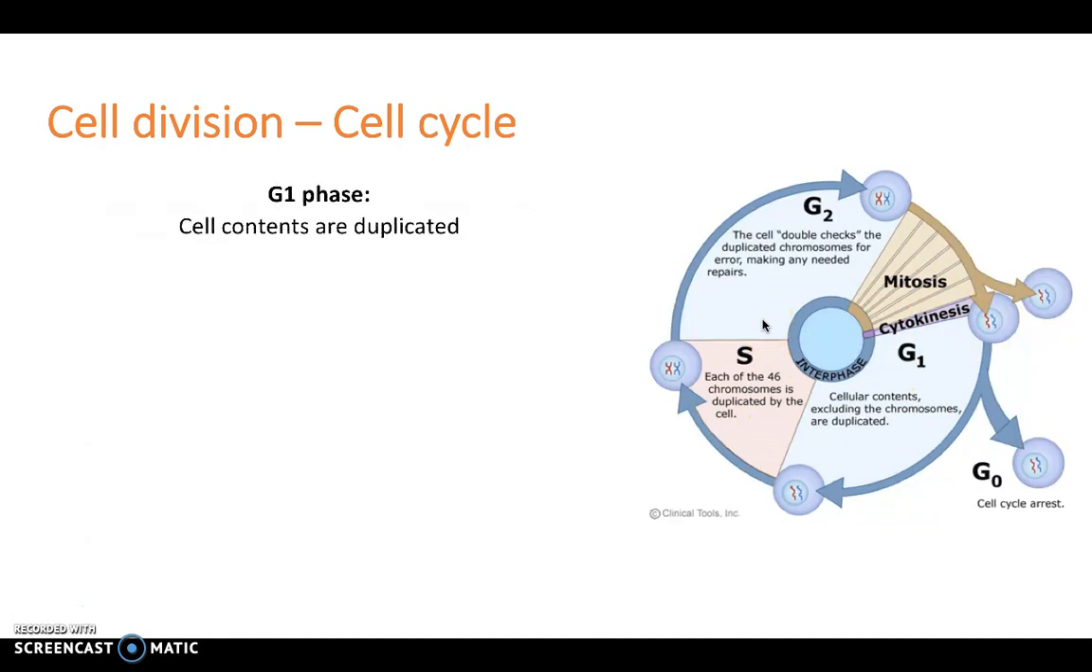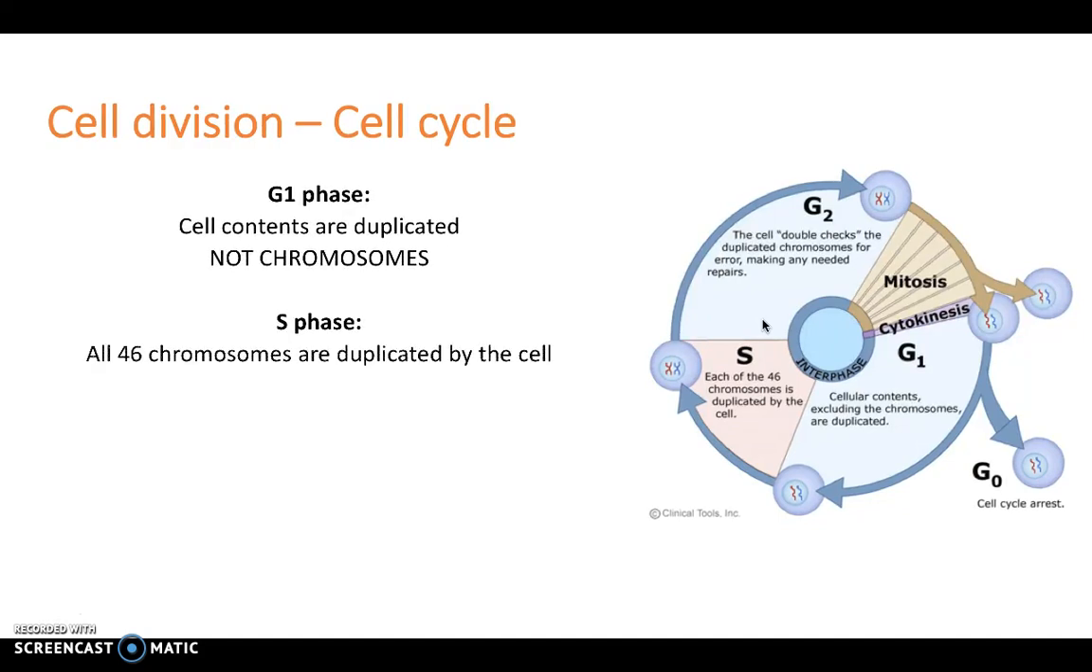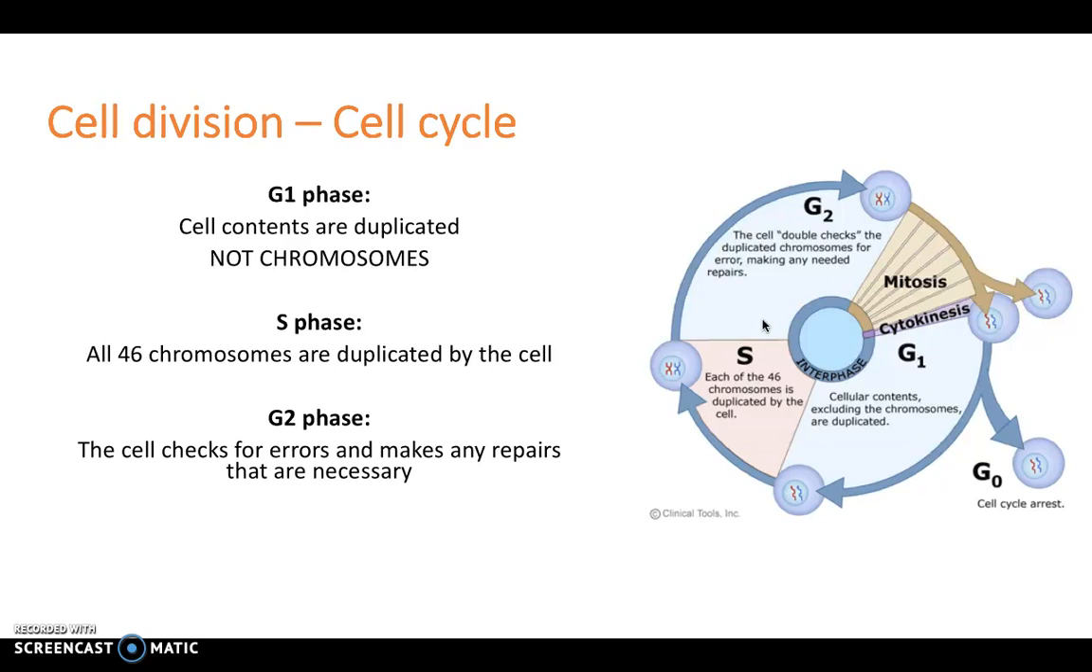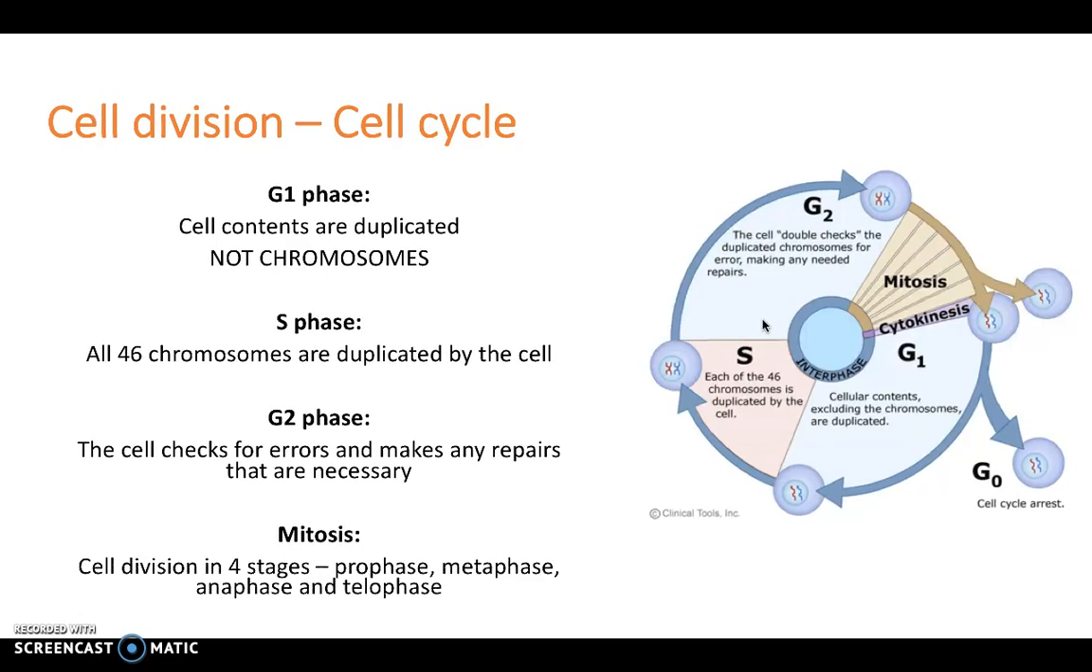So the G1 phase. This is where cell contents are duplicated, but not chromosomes. In the S phase, all 46 chromosomes are duplicated by the cell. In the G2 phase, the cell checks for any errors and makes any repairs that are necessary. And then of course in mitosis we see cell division in the 4 stages of PMAT.